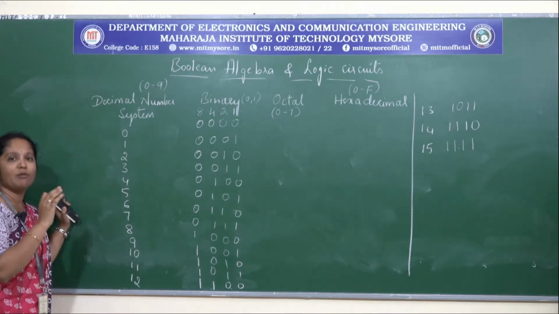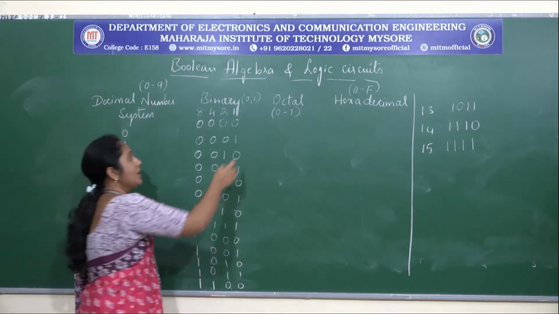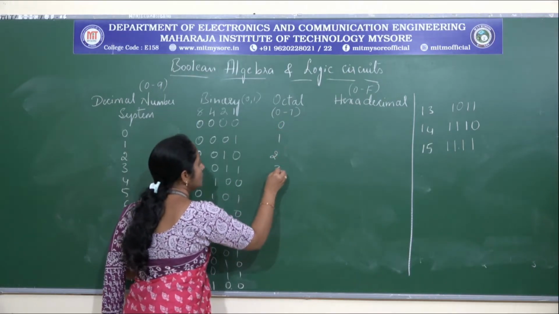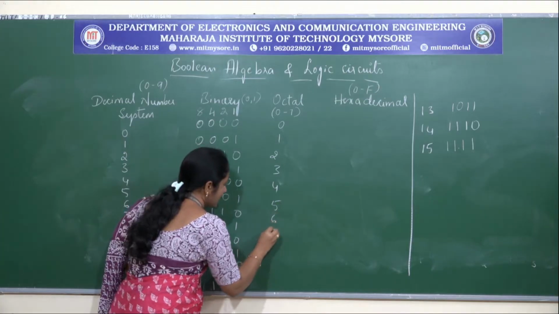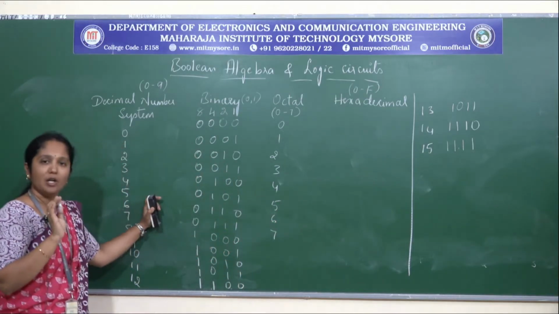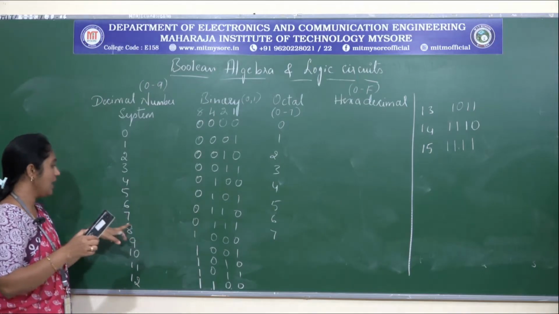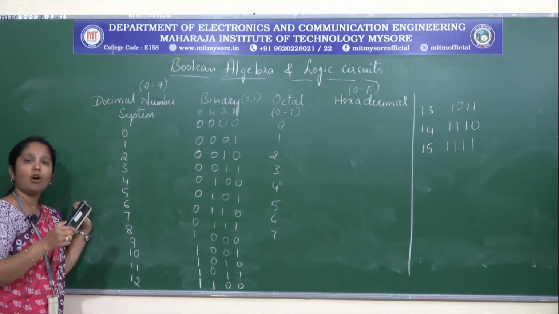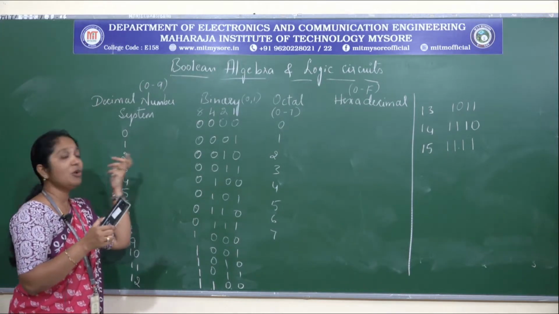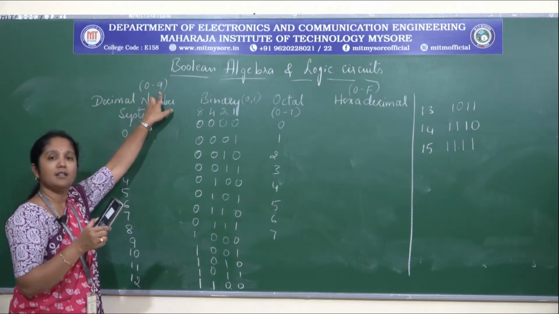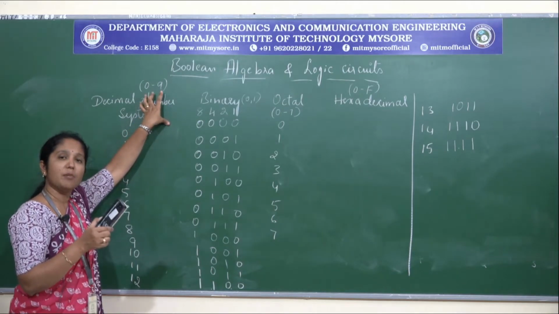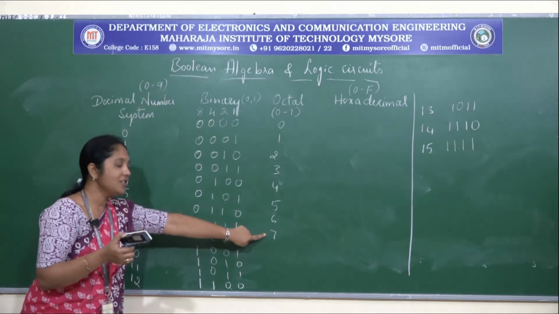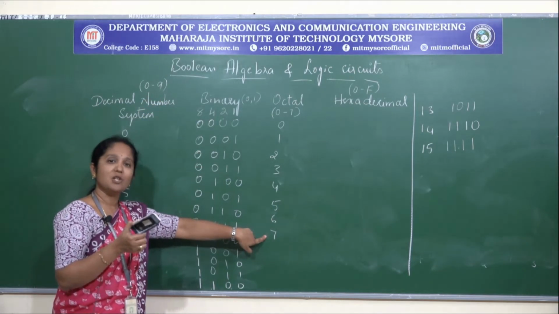So we need to be careful while writing the number. In octal representation, how do we write? We write 0, 1, 2, 3, 4, 5, 6, 7. Up to 7 you need not worry, you just write as we write in the decimal number system. But how do we write a number after 9? We write 1, 0, that is 10. So similarly here, after 7 we need to write 1, 0, that is 8.